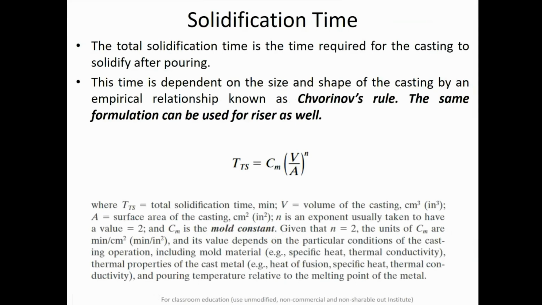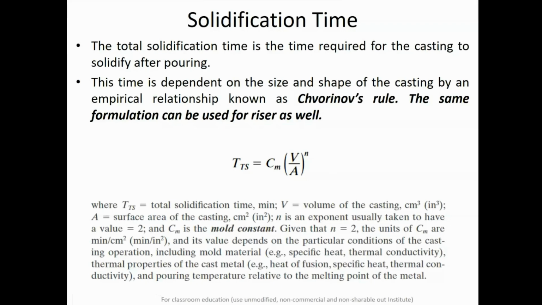And Chvorinov gave a rule, and he basically derived a formulation that can also be used for the riser. So the solidification time of a casting or of a riser can be well calculated with the help of this formulation: TTS equals C_m times (V/A) to the power n, where TTS is the total solidification time in minutes, V is the volume of the casting, A is the surface area of the casting, and n is the exponent, usually taken to have a value of 2.